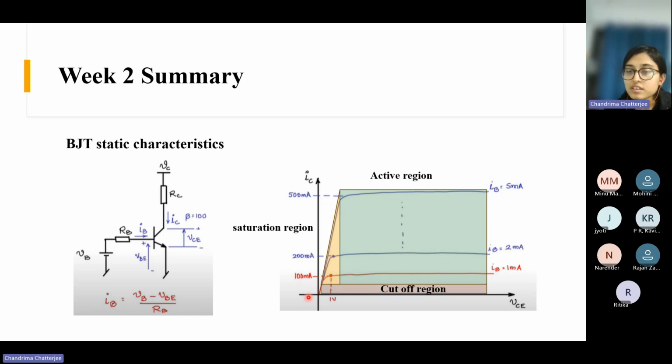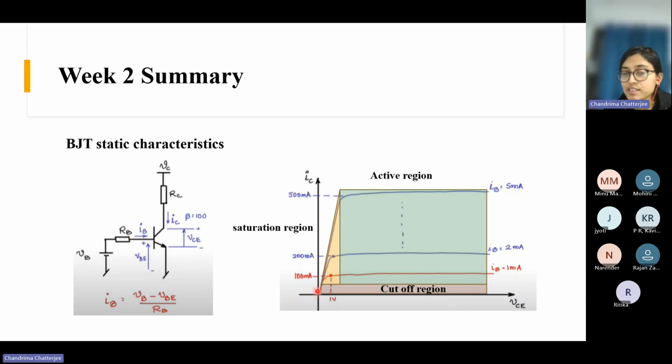So these plots we have divided in three regions. The cutoff region is when the base current is too small. Ideally, it should be zero. When the base current is too small, that region we call the cutoff region, because if there is no base current, the device is off. So that's why it is called cutoff region. The device is off when there is no base current.